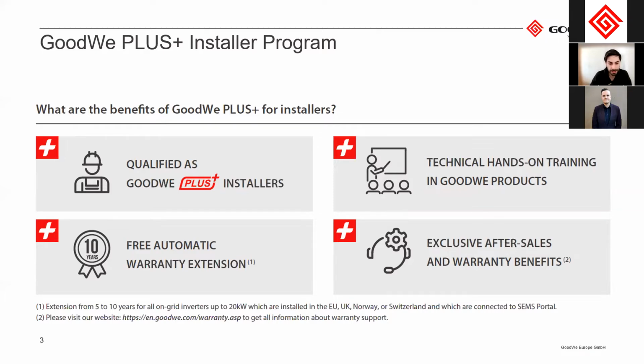This applies to all grid tie inverters up to 20 kilowatt that are installed within the EU, UK, Norway, or Switzerland. Moreover, they also need to be connected to our SEMS portal to receive this warranty extension. Yes, and also some additional after sales and warranty benefits, including this one.